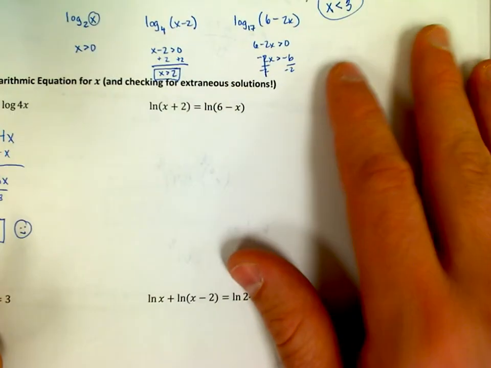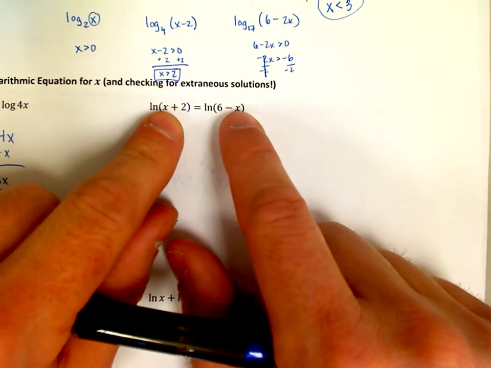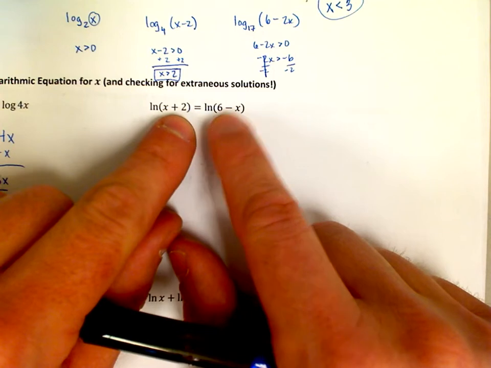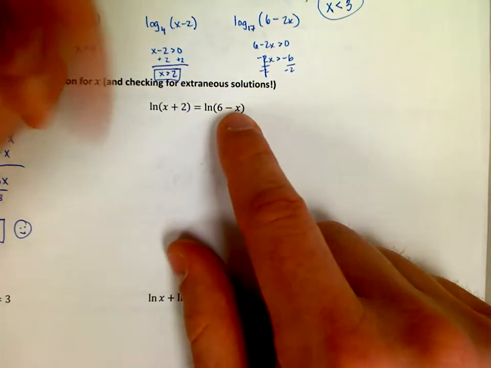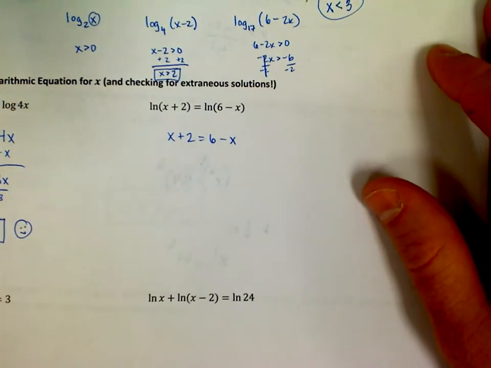We take no different approach whenever we're working with natural log. If I have the natural log of the stuff on the left and the natural log of the stuff on the right, everything has a natural log. That means the x plus 2 and the 6 minus x better be equal to each other. If they're not, something's wrong. So I'm just going to set them equal to each other.